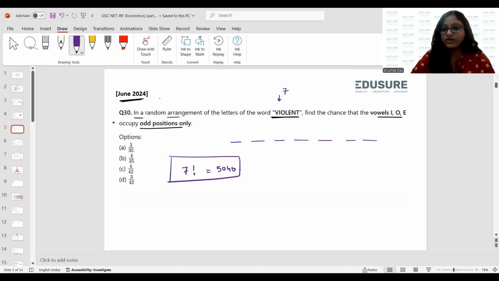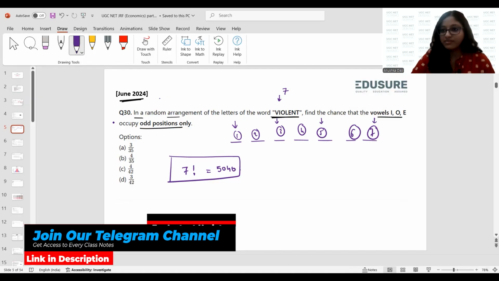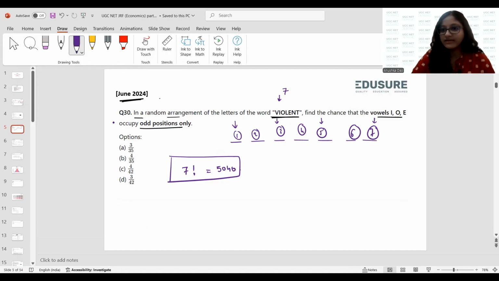Now, what is the favorable event? Favorable event will be the chance that the vowels, there are 3 vowels, will occupy only the odd positions. Now, how many odd positions are there? See, this is 1, 2, 3, 4, 5, 6, 7. 7 positions are there. How many positions are odd? This is odd, this is odd, this is odd, this is odd. So you have 4 odd places, right? 4 odd places, and you have 3 vowels. So you have to place these 3 vowels in those 4 odd places. In how many ways can you do that?